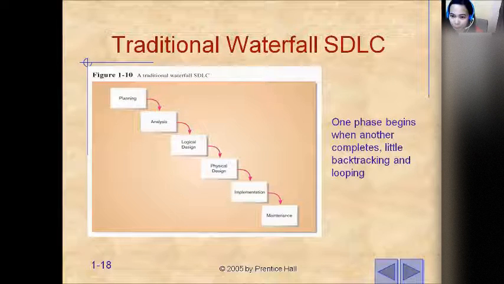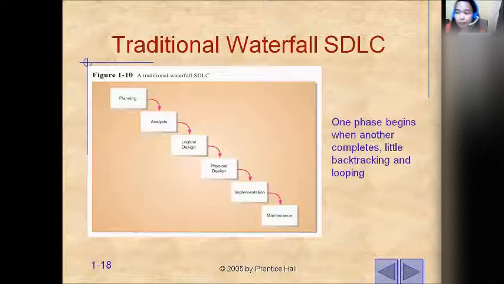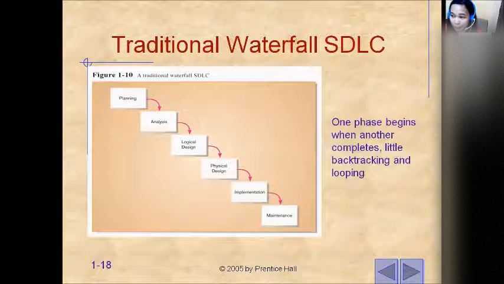Again, if you're conducting your research, you have to select your method. This is the first one: the traditional waterfall. Sometimes this is called the CLC. What is CLC? Classic life cycle, or the traditional waterfall model.